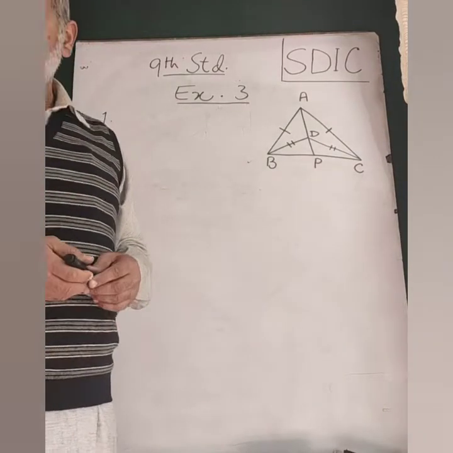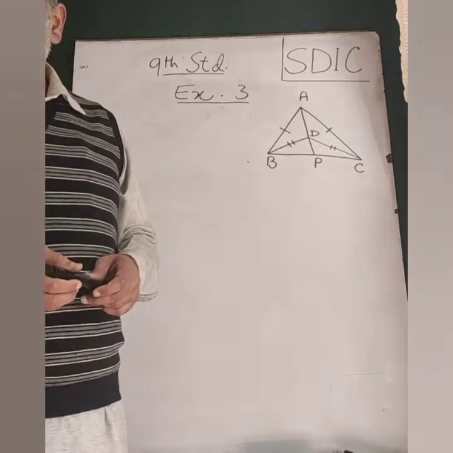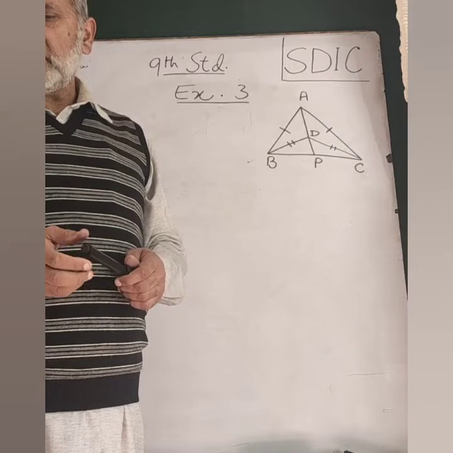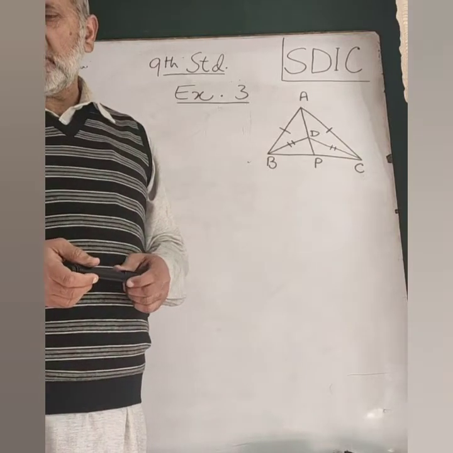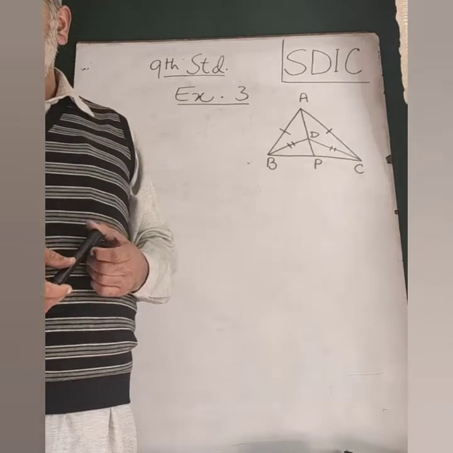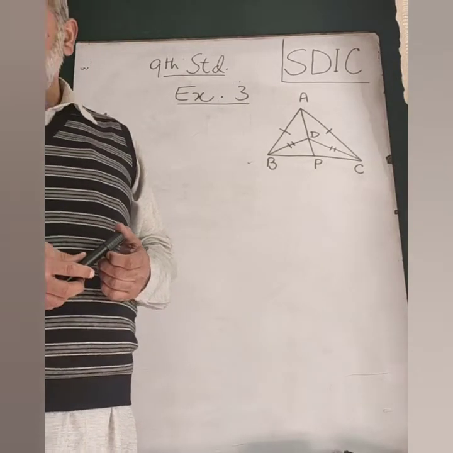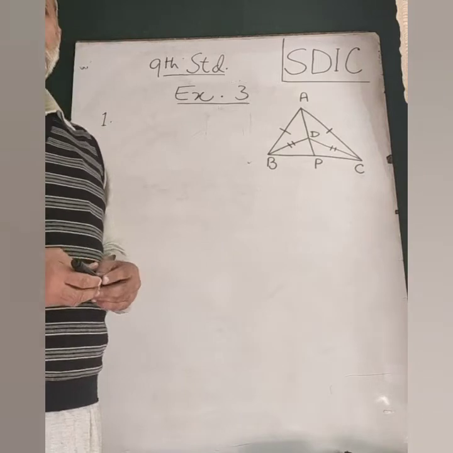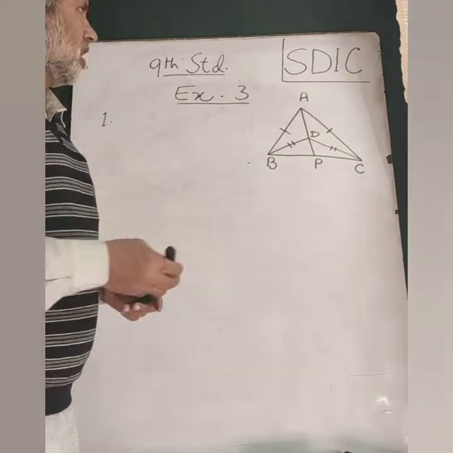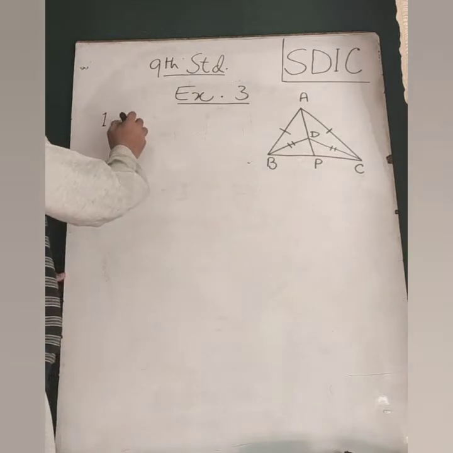Now the 4 results to be proved. First part is triangle ABD, we have to prove, is congruent to triangle ACD. Second part, triangle ABP is congruent to triangle ACP. Third part, AP bisects angle A as well as angle D. And the 4th part is AP is the perpendicular bisector of BC. You write those one by one on your copy. We have to prove all those parts. Let us begin here with the proof of this.